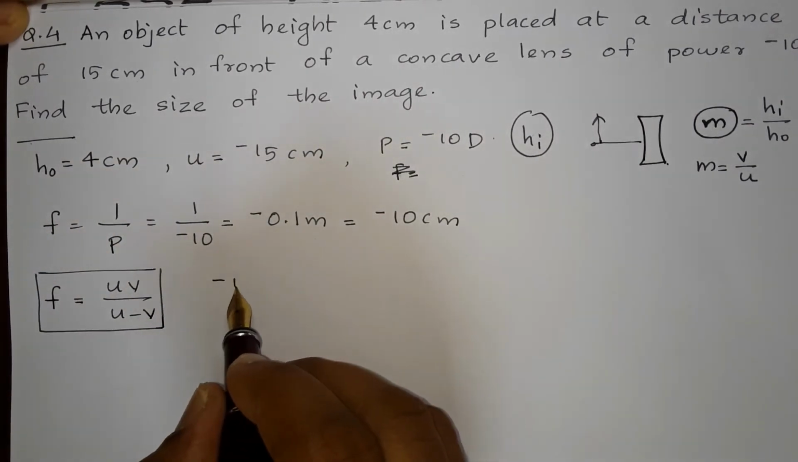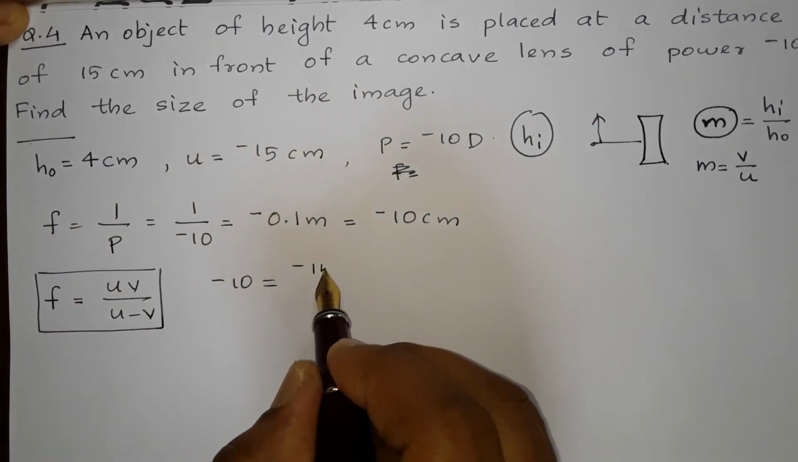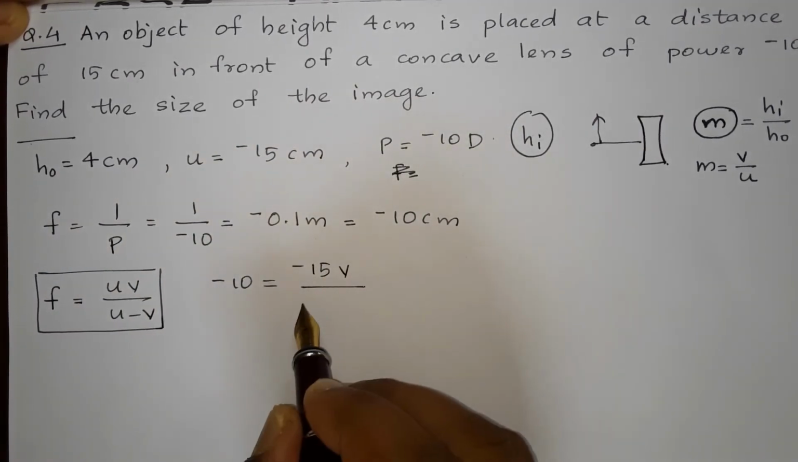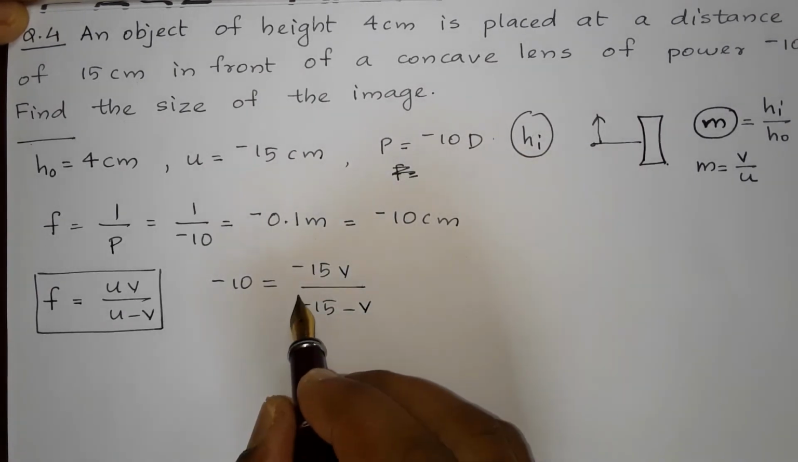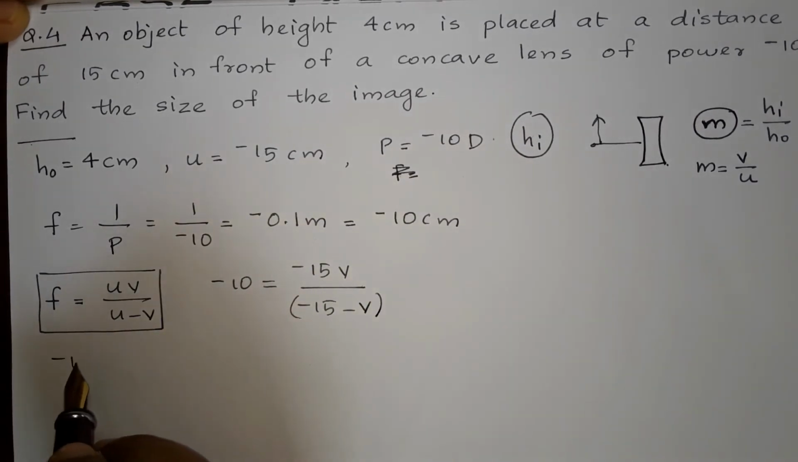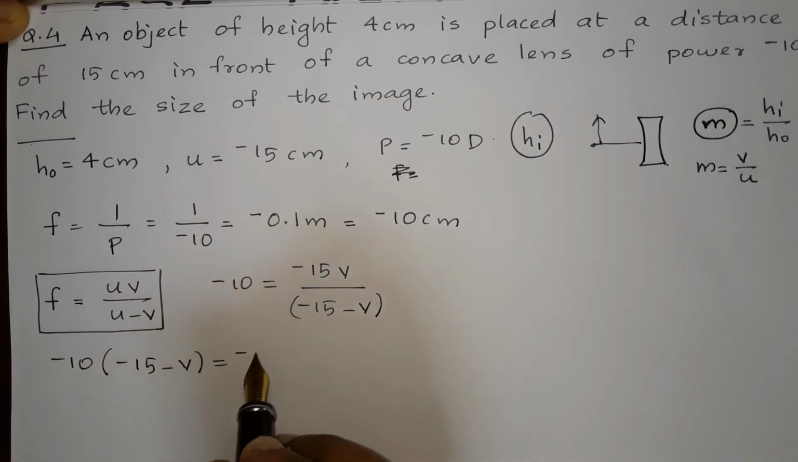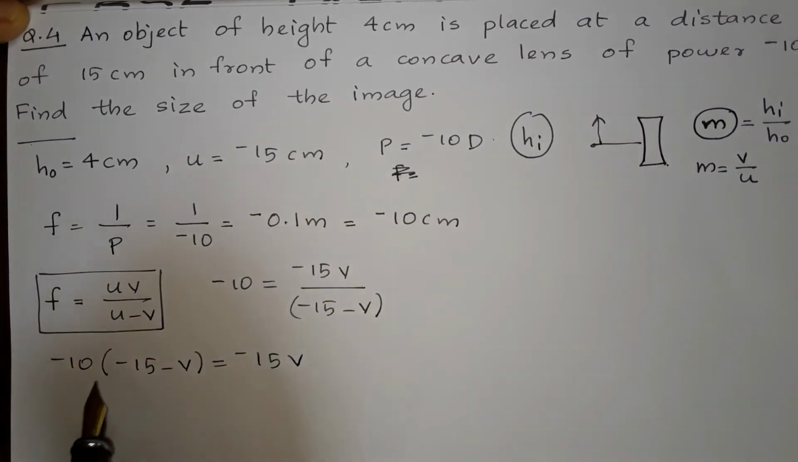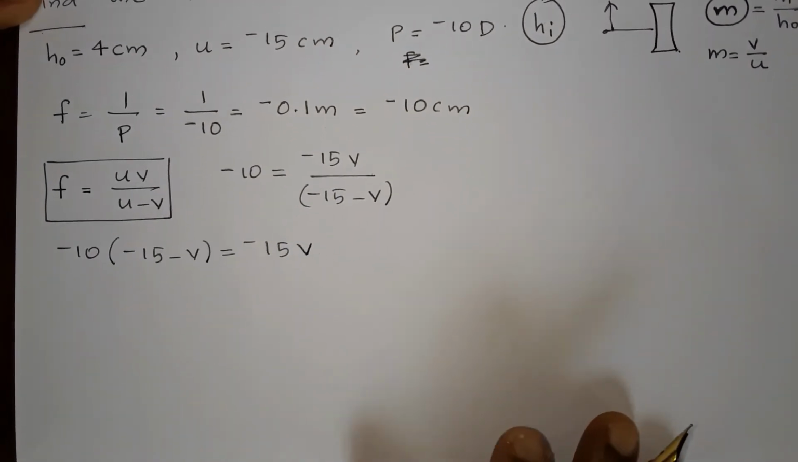F is equal to UV by U minus V. From this equation, let us substitute these values. F is minus 10, that is equal to UV, U is minus 15, v by u minus v. Here we have to take this denominator to the next side. So minus 10 into (minus 15 minus v) is equal to minus 15v. Here on both sides of the equal to symbol we have negative symbol.